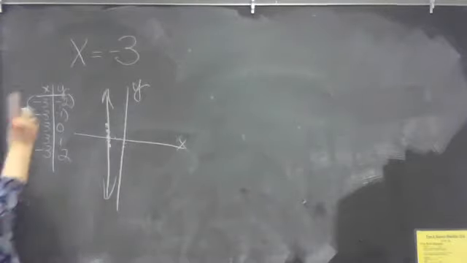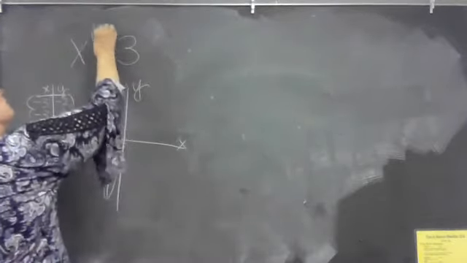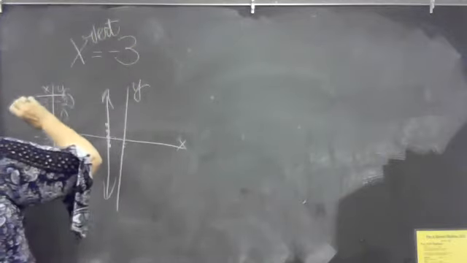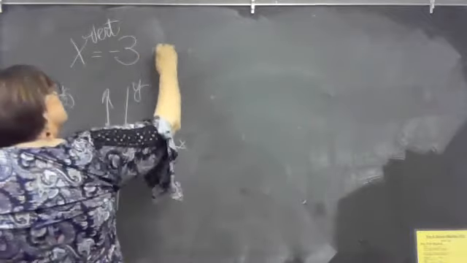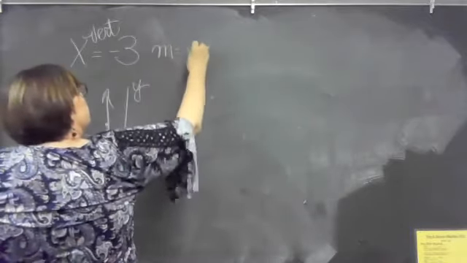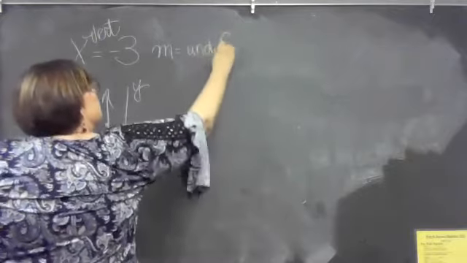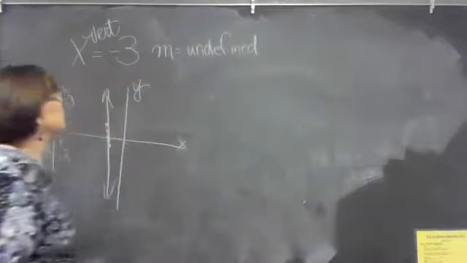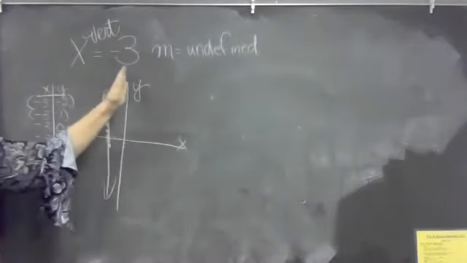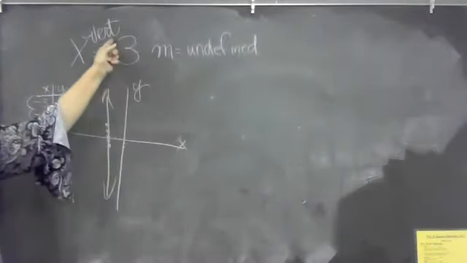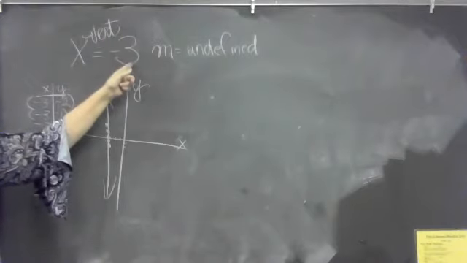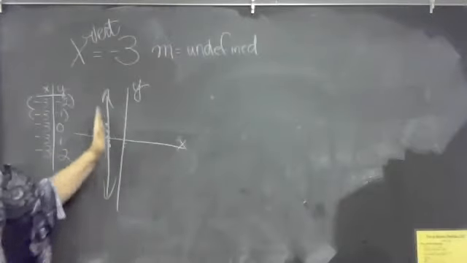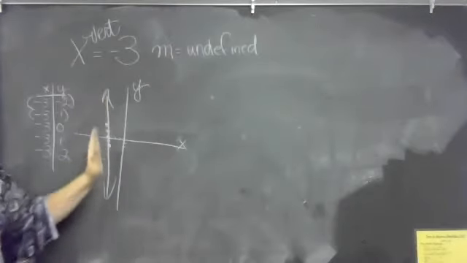So x equals a number, you can put this in your notes, is a vertical line and its slope is undefined. If you're a memorized person, this works. Just memorize that if you have x equals a number, it's always a vertical line that goes through this number. And its slope is undefined. Remember our first day? And I told you an up and down line was undefined.